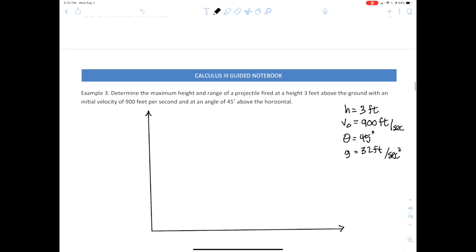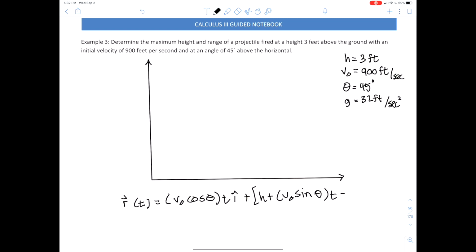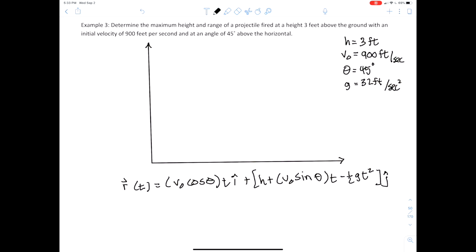We know that in general, r at t is equal to, because we just got this formula, v0 times cosine theta times t i, plus h plus v0 sine theta times t minus 1/2 times g times t squared, and that's all the coefficient to the j. Cool so far?